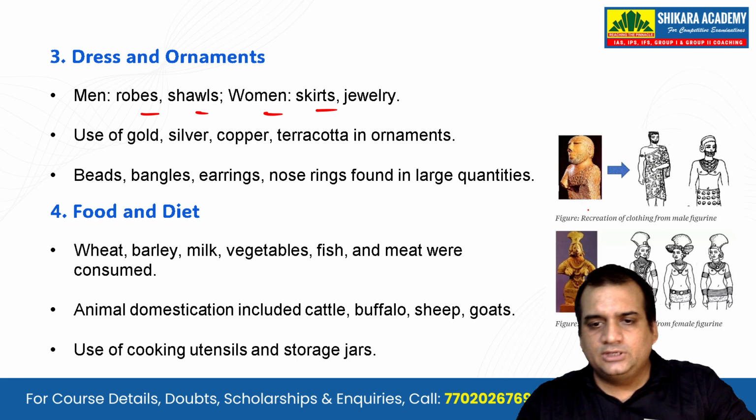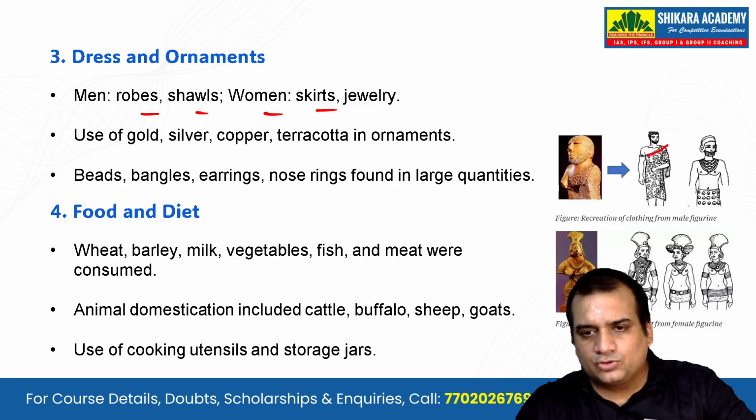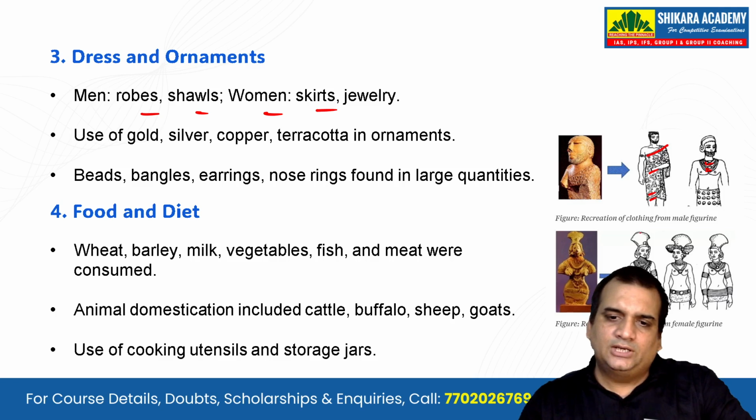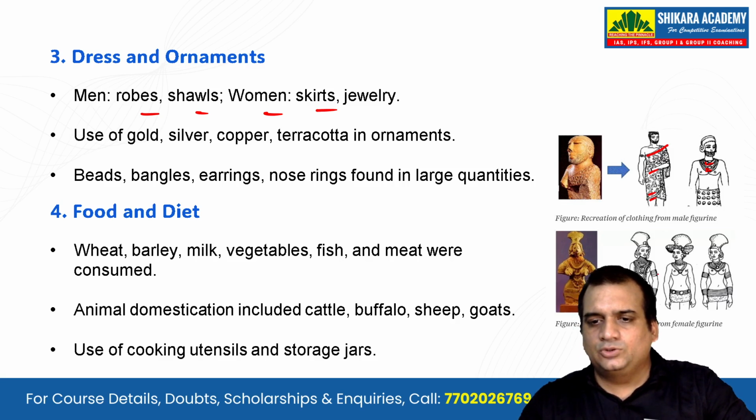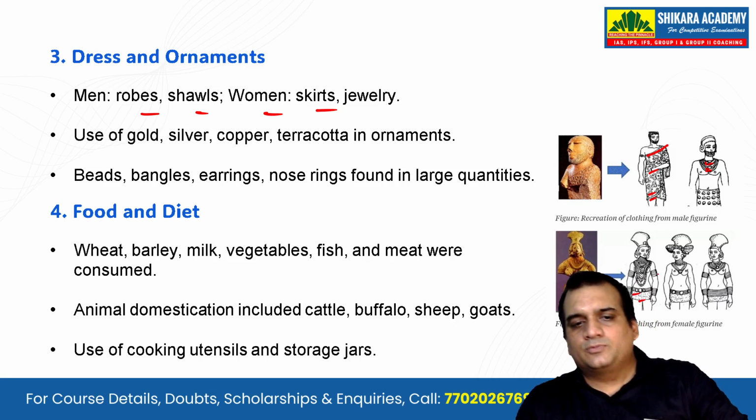Okay, if you see this picture that we were seeing, actually he is wearing a robe like this. This sort of a robe is being worn by him. And people also used to have a lot of jewelry. A lot of jewelry was used by them. And if you see this also at the bottom, recreation of clothing from female figurine. So this is the skirt type clothing you can see that was used by them.